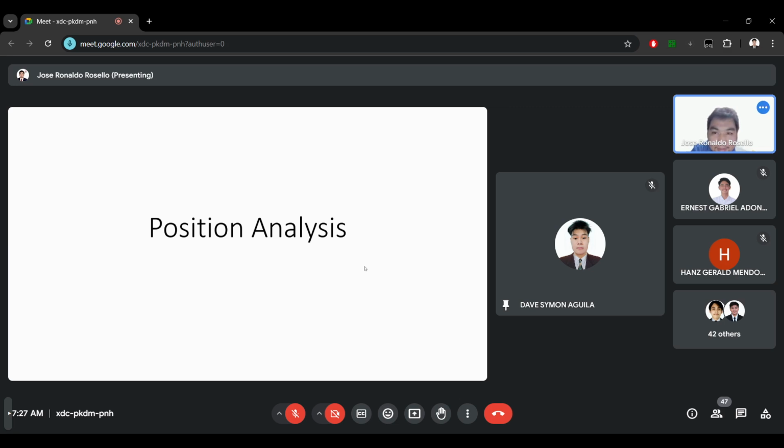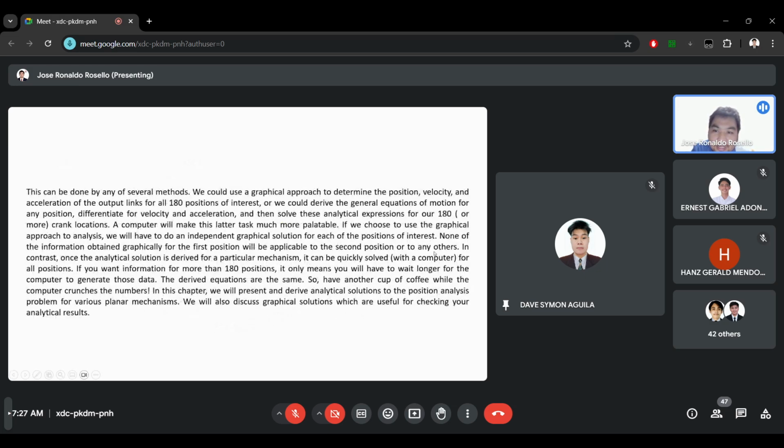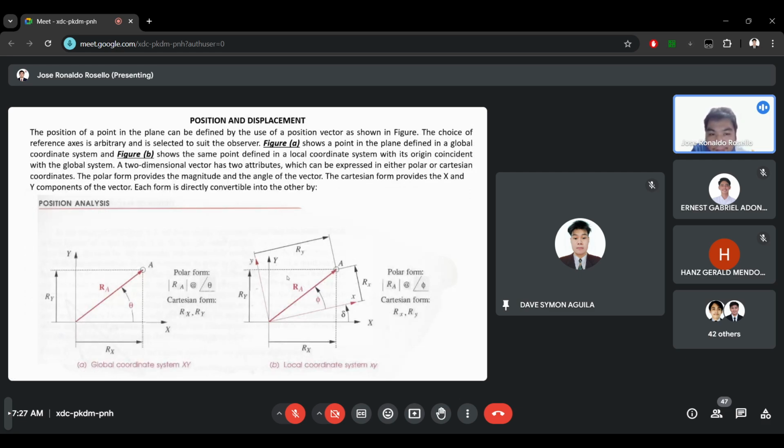Okay. After the vector operation, we had position analysis. This is basically understanding the positions of the parts of the mechanism with reference to a system.